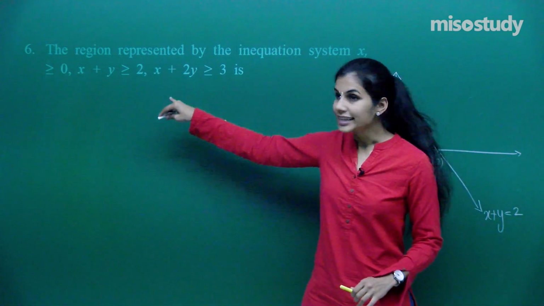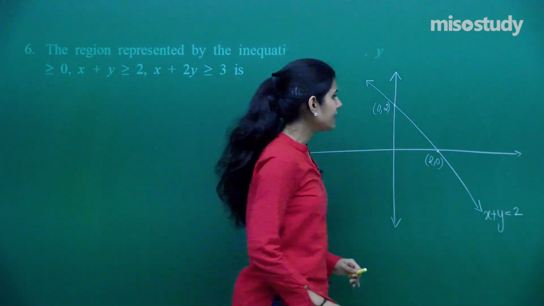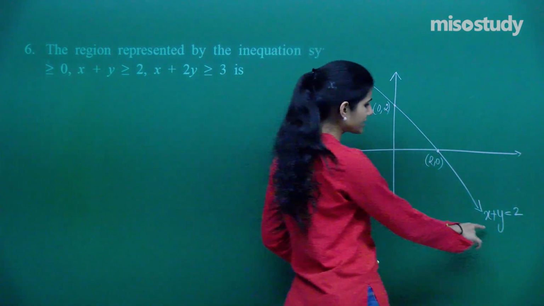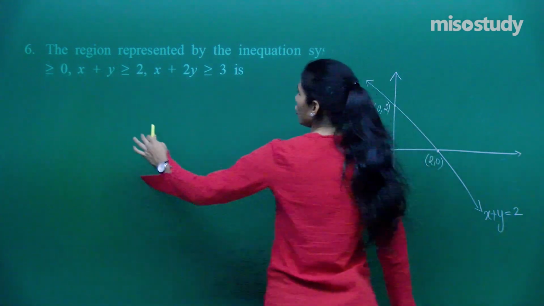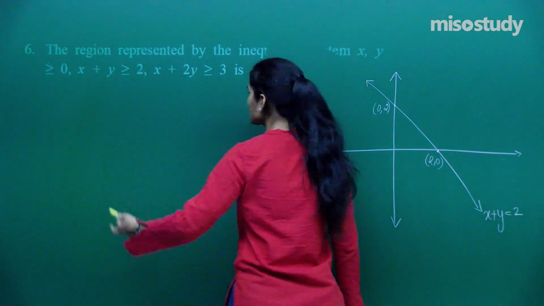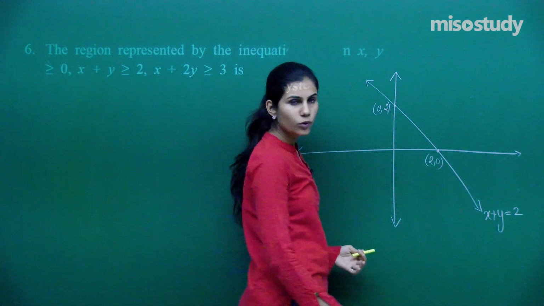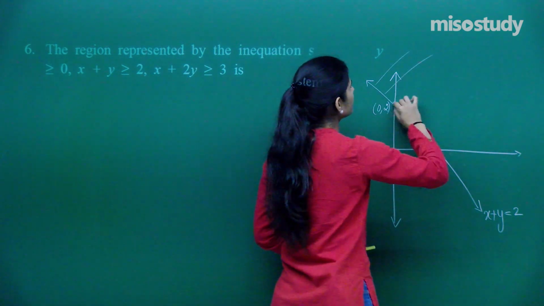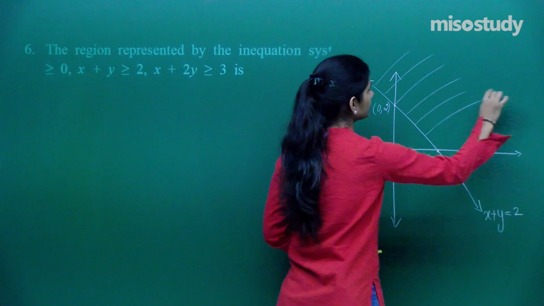I want greater than or equal to 2. Greater than or equal to 2 would be what? If you put x equals 0, y equals 0, you get 0 plus 0 greater than 2, which is false. So the region containing the origin is not going to be the shaded region. This would be the shaded region which is not containing the origin.